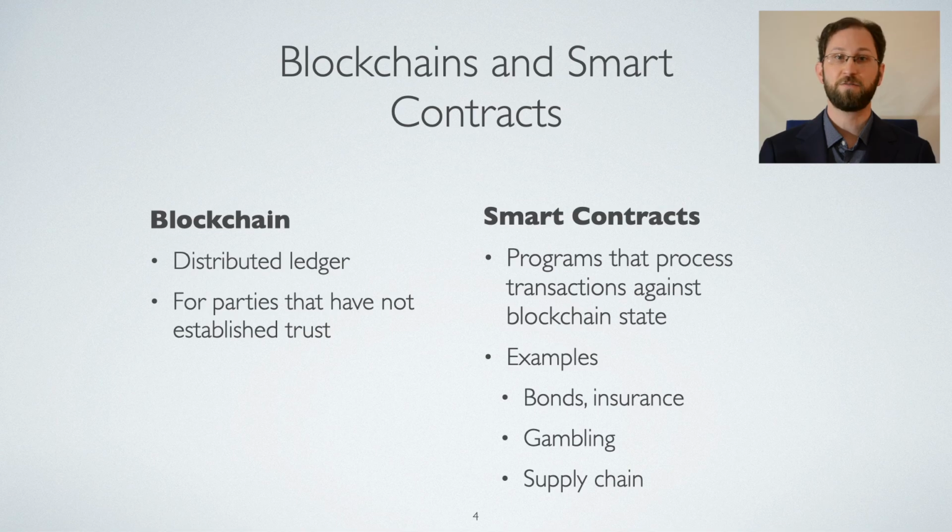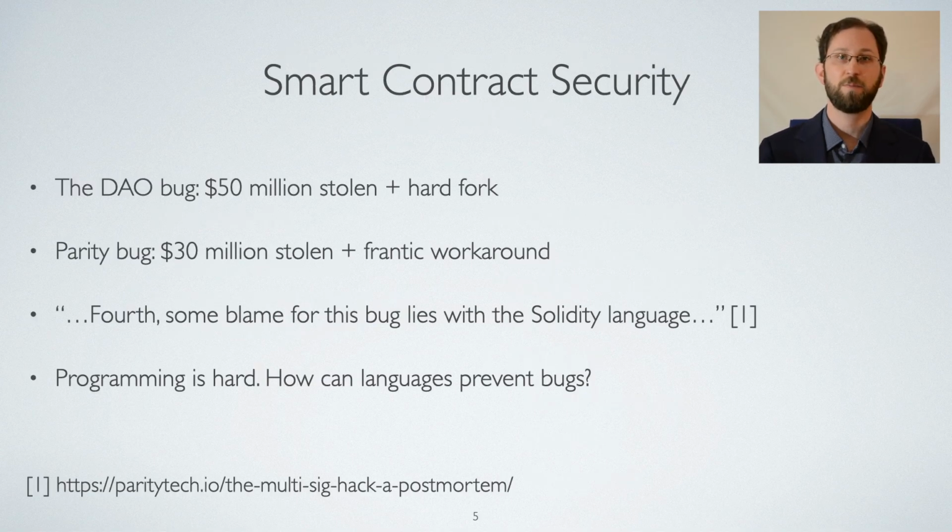The context is of blockchains and smart contracts. Blockchains, as you might know, are distributed ledgers that can be used by parties that haven't established trust. Smart contracts are a term for programs that run on these platforms. Some examples include things like bonds and insurance applications, gambling, or supply chain kinds of applications. Unfortunately, a lot of these programs have been exploited by hackers to the tune of millions of dollars.